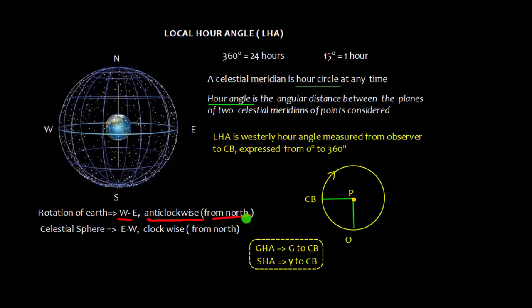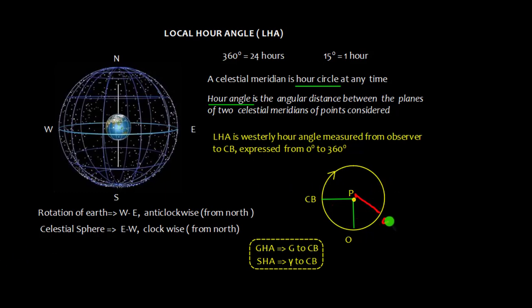If you see from north or from top, the celestial sphere appears to be rotating east to west. Now coming back to the other definition, Greenwich hour angle. If you measure this from G, that becomes Greenwich hour angle, and if you measure from the first point of Aries, it becomes SHA, sidereal hour angle.